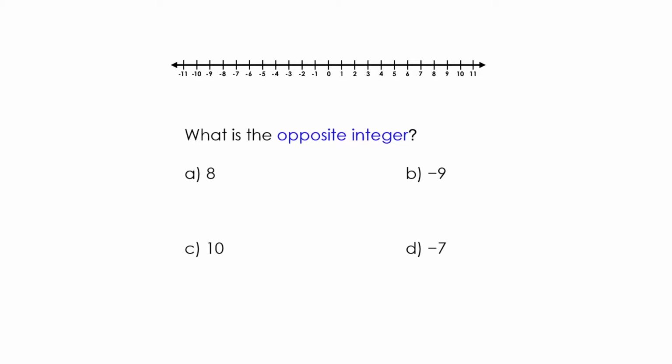What is the opposite integer? So let's go in order here. 8 is here. The opposite is negative 8. Negative 9. Whoops, circled the wrong thing. Sorry, negative 9 is right here. The opposite integer is 9. 10 is right here. The opposite is negative 10. And lastly, negative 7 is right here. And the opposite is right here.